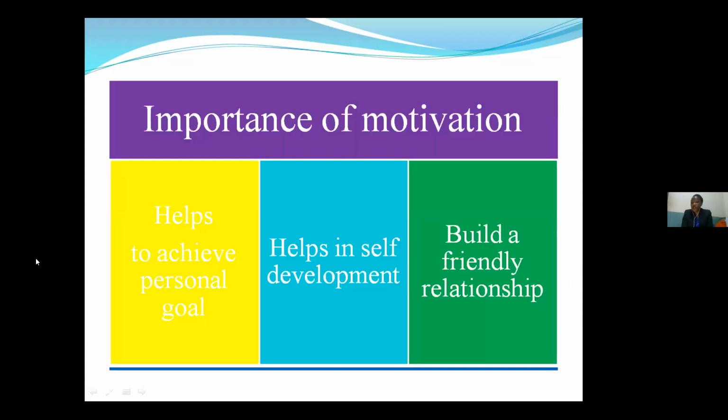There are various importance of motivation. If we're motivating our students, there are various importances, and I'm going to just explain a few. The first one is that motivation helps the learner to achieve personal goals. Taking an example of a person who wants to do international business, we all know that the English language is spoken all over the world. So taking an example of a person traveling from Tanzania to USA, to China, to Kenya, to Uganda, to Mozambique.